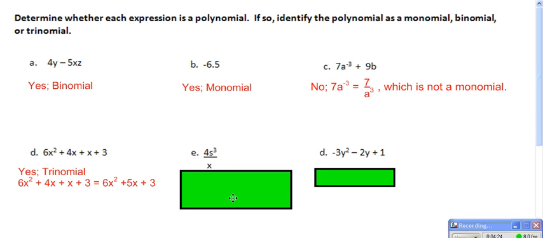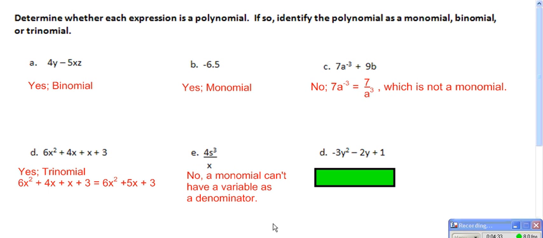E, we kind of covered up in C. Look at E here. We have a variable as a denominator. This is not a polynomial. Monomials will not have a variable as a denominator. In the last example here, we look at it. We look at our terms. There's no negative exponents. This is a polynomial, and it is a trinomial.